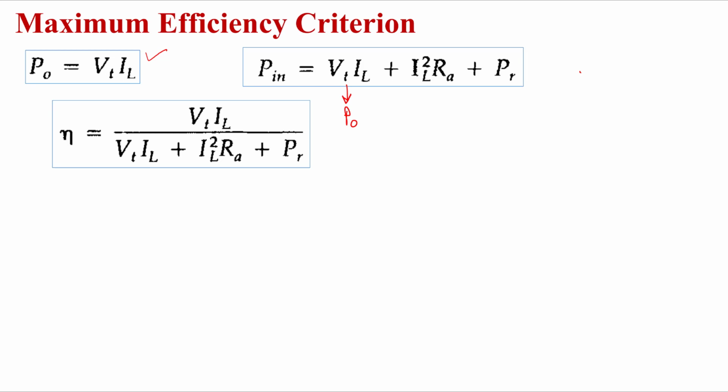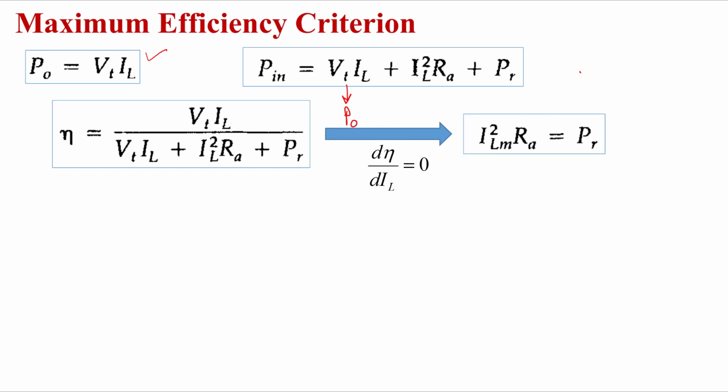Now if we write the efficiency, it will be V_T I_L by V_T I_L plus I_L square R_A plus P_R, by the same approach you adopted in the case of the transformer. If I take the derivative of the efficiency and equate it to 0, I will get this. What is it showing? I_LM square R_A equal to P_R. So P_R is your constant loss.